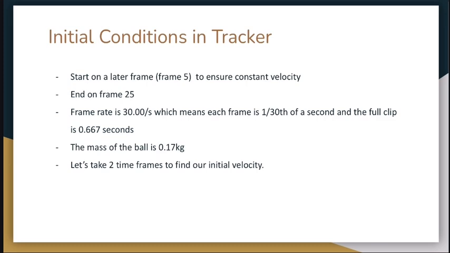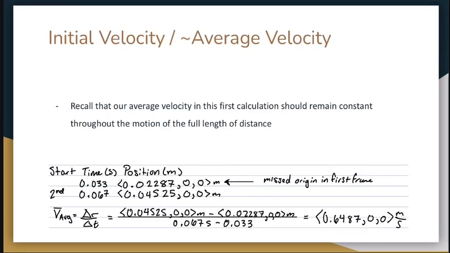Let's take 2 time frames to find our initial velocity. Recall that our average velocity in this first calculation should remain constant throughout the motion of the full length of distance. Down here we have our change in position over the change in time. And notice that we don't start at the origin 0, 0, 0, as we start essentially from our second and third positions over our second and third change in time. But this should still give us our average velocity, as the velocity remains constant throughout the full length of motion.